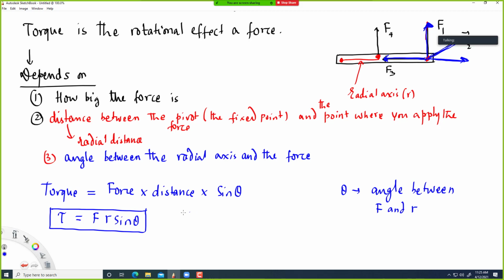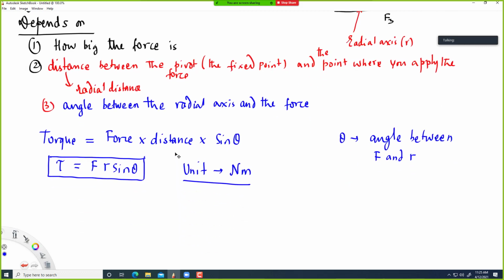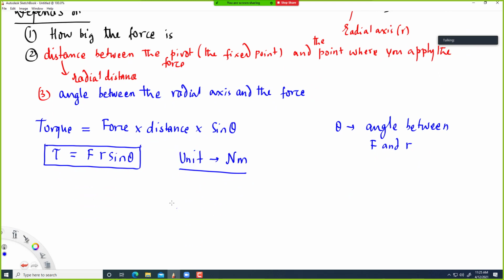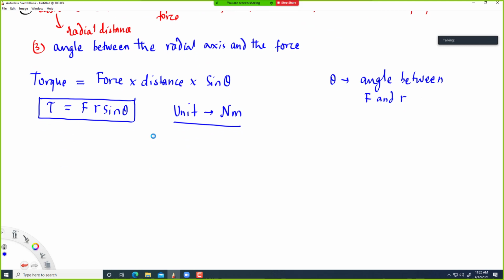So torque is expressed in the unit of Newton meter, because it's the product of force and distance. Force is Newton, distance is meters. Okay. Now there are 2 ways you can find torque. Let me show you both the ways. Both the ways are the same, equivalent.